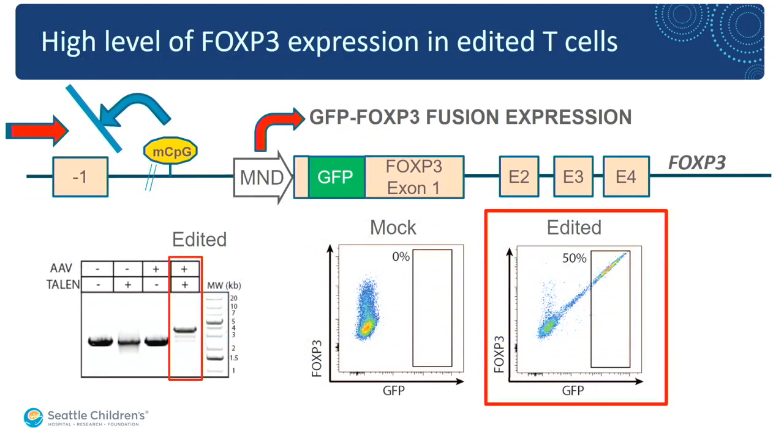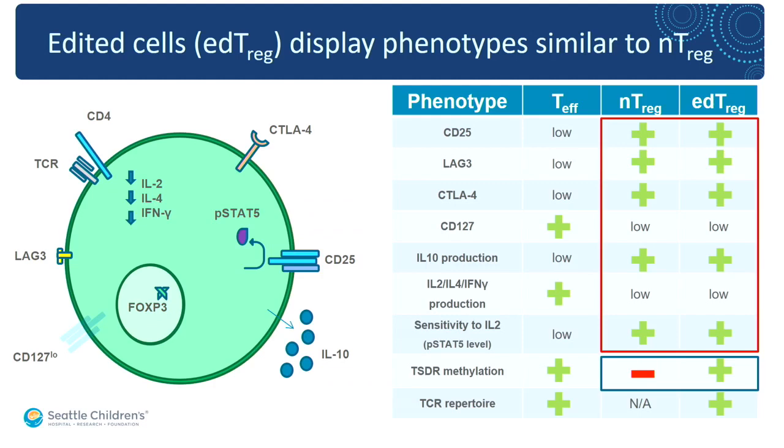So when we introduce this cassette, we can see the cells become FOXP3 GFP double positive. We don't see that in mock edited cells, and we can track this molecularly. So in the interest of time, I'm not going to show you all the detailed phenotyping that's been done with these cell populations. We've used RNA-seq, and we've used a whole bunch of flow and functional assays. But essentially, these cells have the features of regulatory T cells.